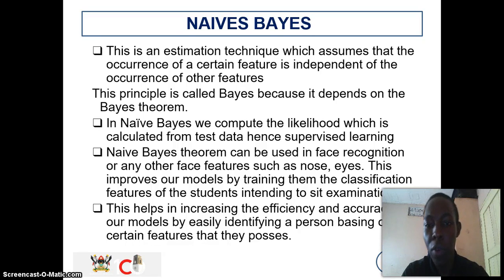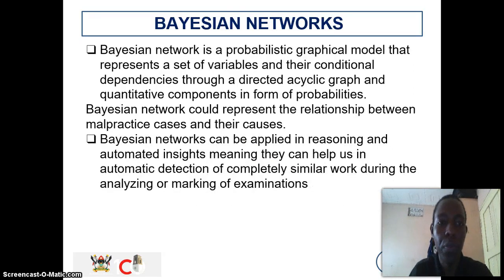Naive Bayes can be used in face recognition or any other face features such as the nose or the eyes. So this is what we are talking about. In Naive Bayes, we can look at the facial features, and we use this in recognizing or identifying students that are going to enter the examination room.